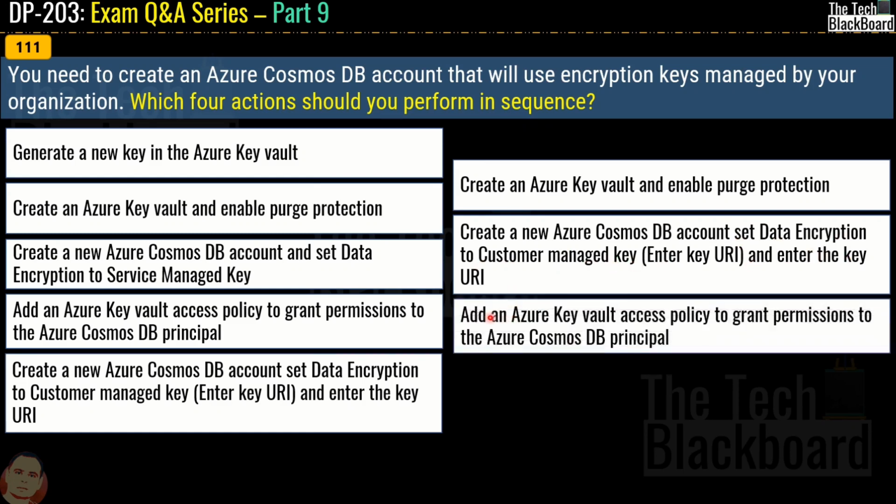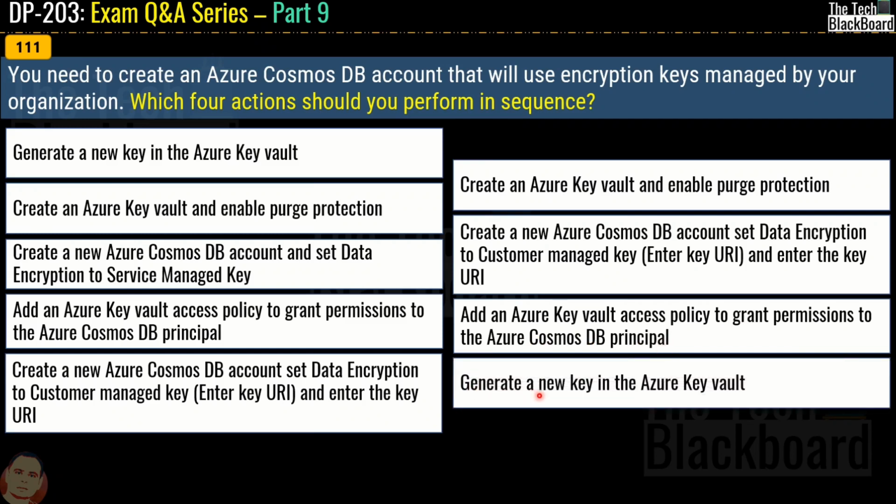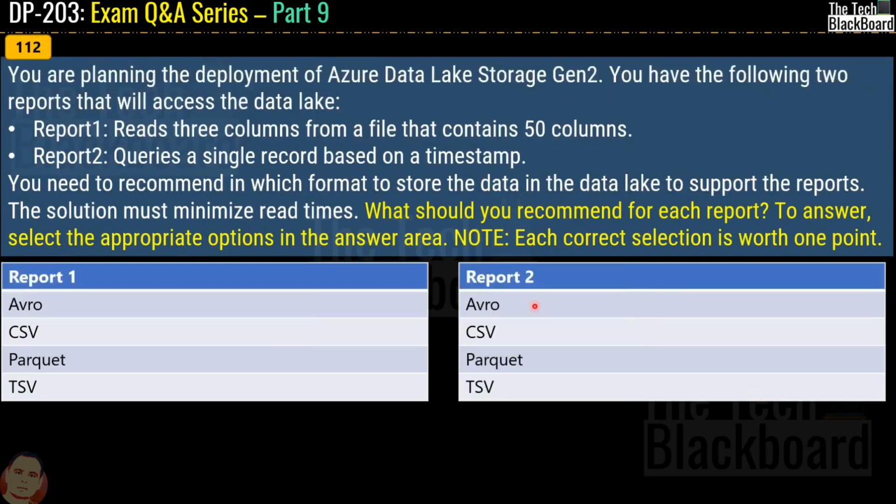Post that, you have to add an Azure Key Vault access policy to grant permissions to Azure Cosmos DB principal. And then as the last step, you need to generate a new key in the Azure Key Vault. Now let's quickly jump to question number 112.